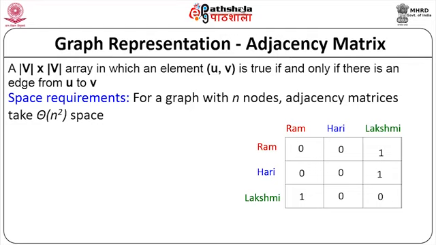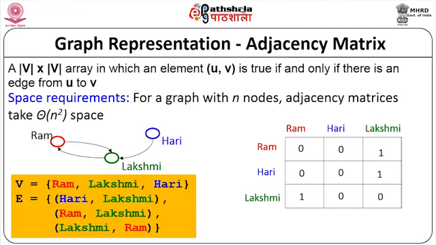So, here you have Ram, Hari and Lakshmi, and Ram and Lakshmi are connected. So, this is the graph with Ram, Lakshmi and Hari, and you can see that it has 3 nodes. So, you have 3 by 3, 9, that is the size of the matrix, and the vertices are Ram, Lakshmi and Hari, and there is an edge between Hari and Lakshmi. So, Hari and Lakshmi there is a 1, Ram and Lakshmi there is a 1, Lakshmi and Ram, this is a directed graph. Lakshmi and Ram, there is a 1. So this is the representation of the adjacency matrix.